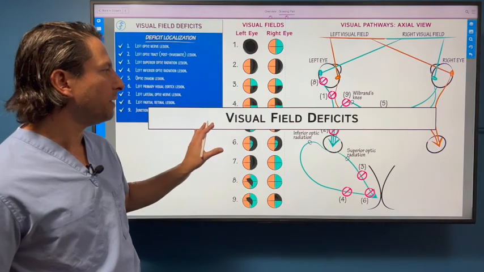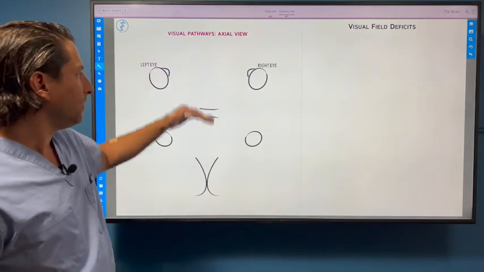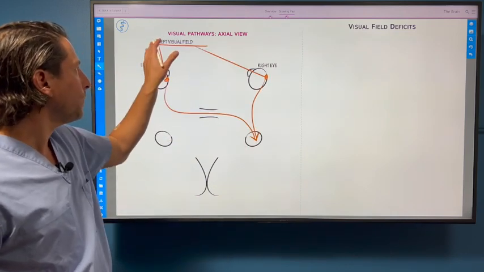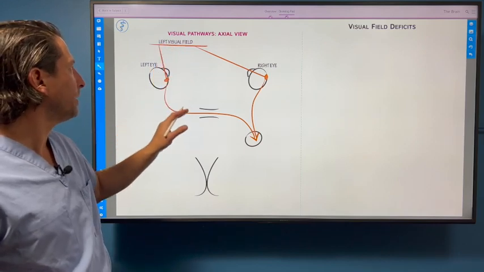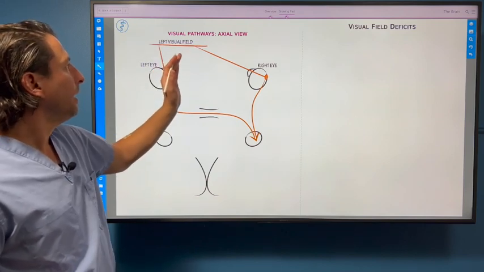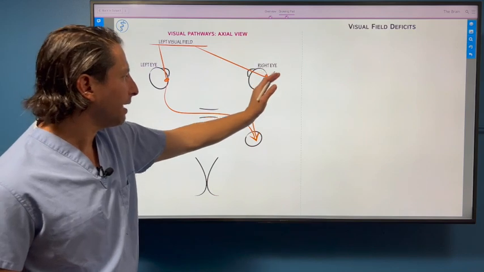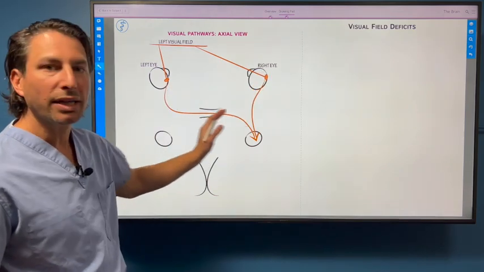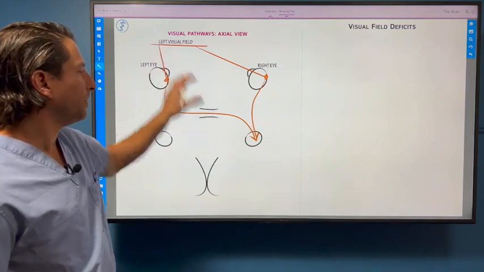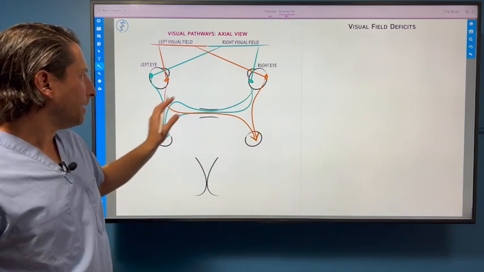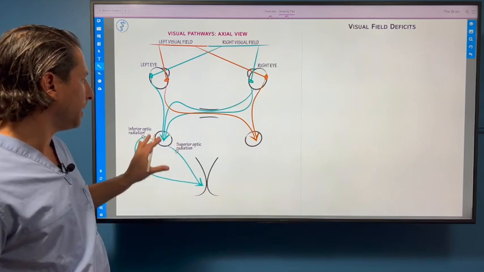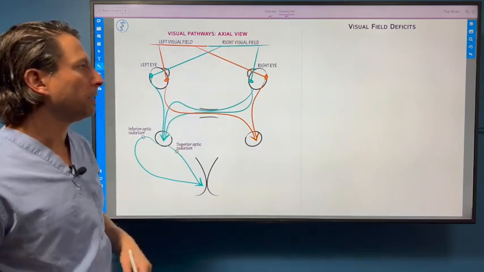So when it comes to visual field deficits, again, we have our axial view with our eyes, our optic chiasm, our geniculate nuclei, and our cortex. We're just taking the left visual field here. Again, we see the outer aspect goes to the nasal portion of the ipsilateral eye, and then the inner aspect goes to the temporal portion of the contralateral eye, and then these projections meet up in this lateral geniculate nucleus on the opposite side from the visual field. And we can see that on the right side as well. And again, here's the inferior radiation and the superior optic radiation. But again, this visual cortex is contralateral here.